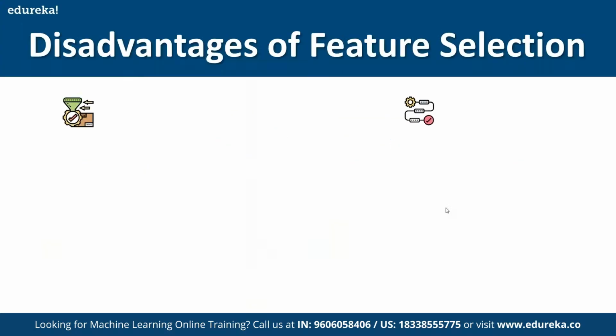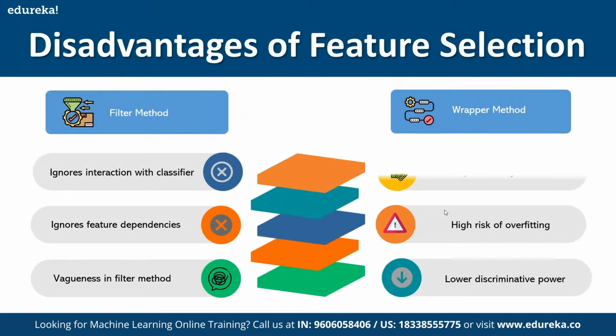Now coming to the disadvantages. When it comes to my filter method, it ignores the interaction with the classifier, it ignores the feature dependencies, and there is some vagueness in the filter method. Now for the wrapper method, this is computationally intensive. We have a risk of overfitting and it has a very low discriminative power. So these are some of the advantages and disadvantages of the filter method and the wrapper method, guys.